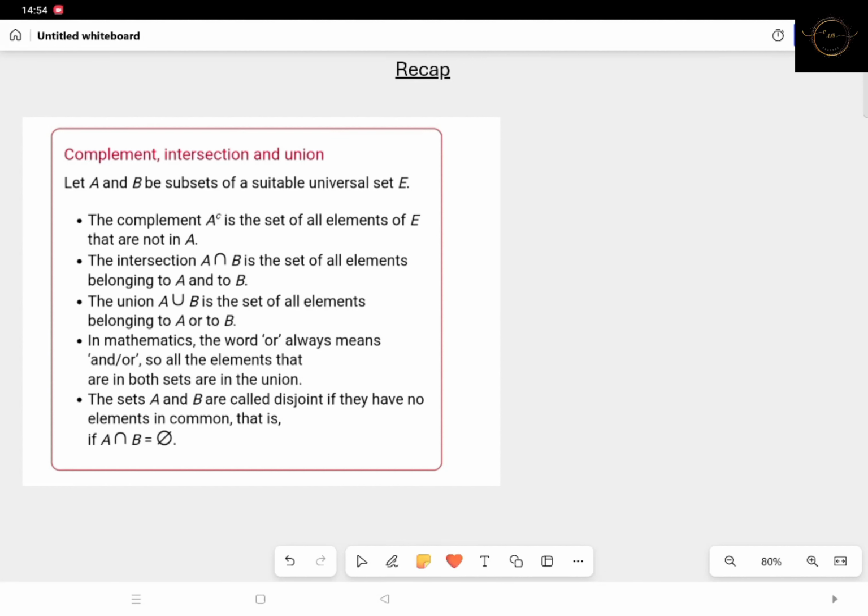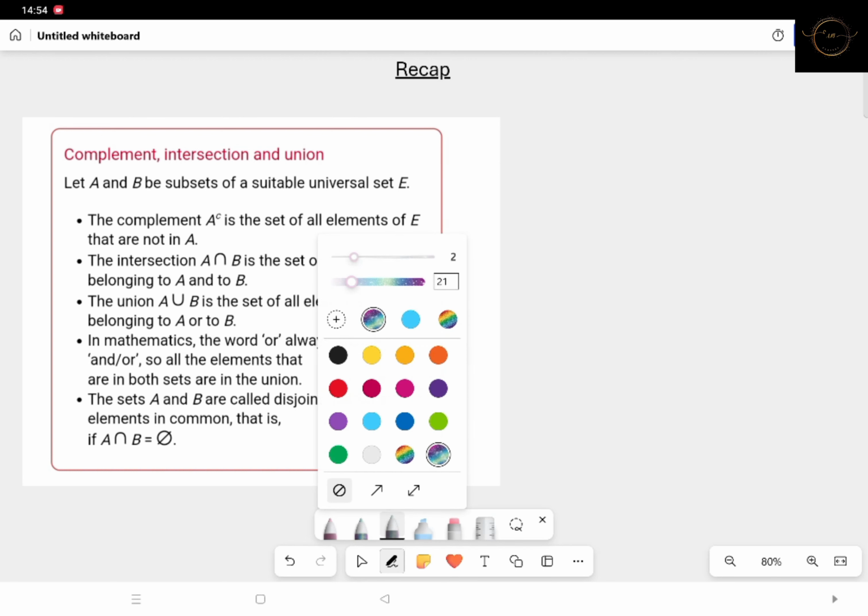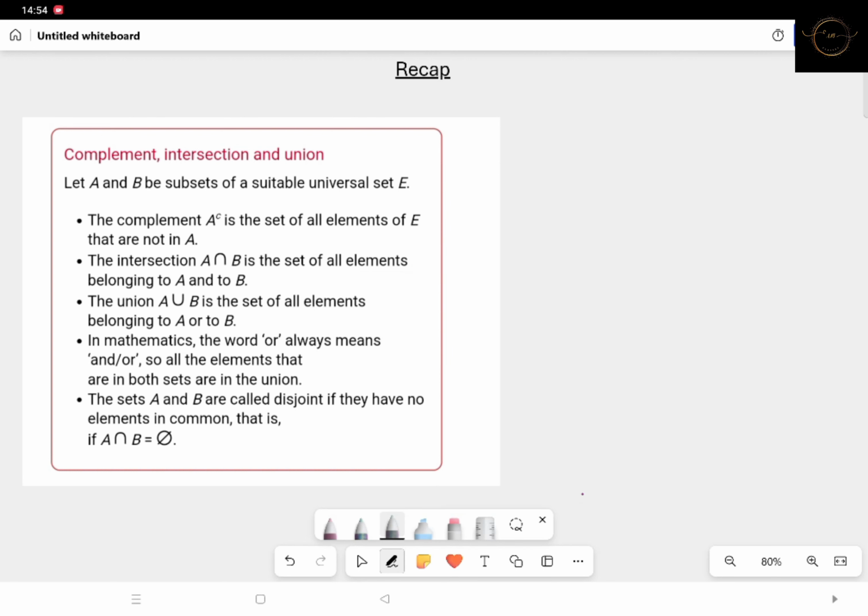Now let's have a quick recap of whatever we have learned. The first one is regarding complement, intersection and union. Two sets are taken, A and B. So A and B are subsets of the universal set E. You can take U in place of E also. So A and B are two subsets taken from the universal set E.